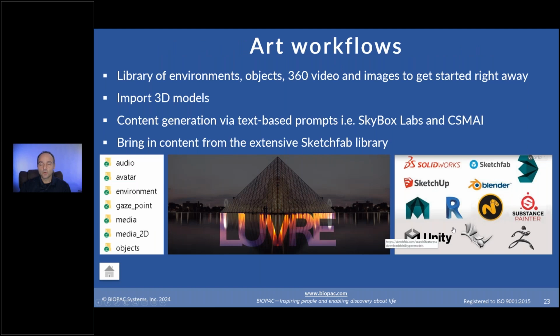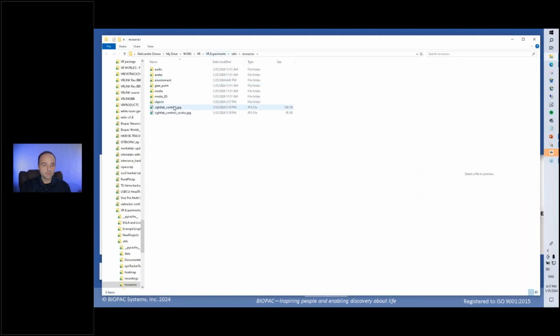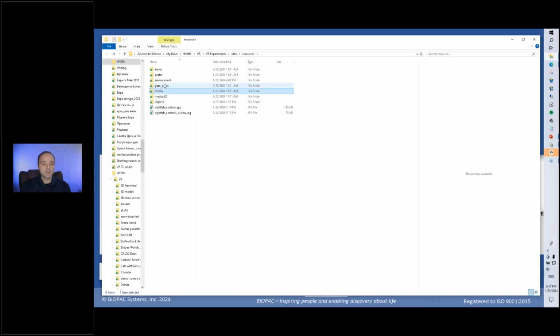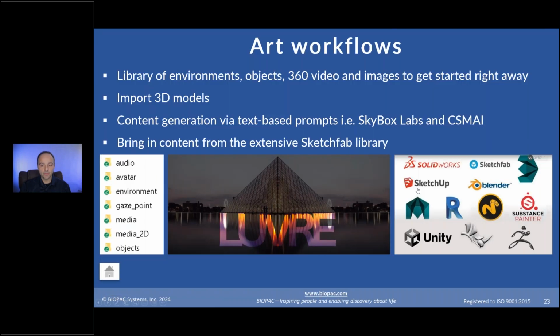So I mentioned the importance of having 3D art or 360 media and video. Already, if we click here, we can see that in the folder on your computer, you have a lot of things distributed. So we have objects, 2D media, 360 media, different environments, avatars, and so forth. So you already have those. But of course, there are many more, right?